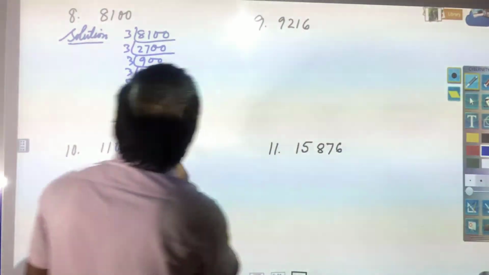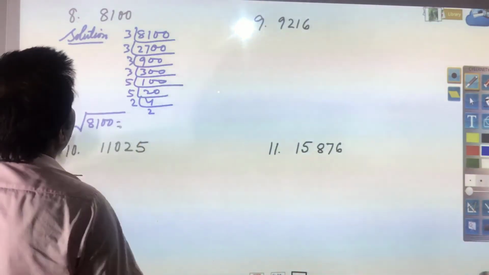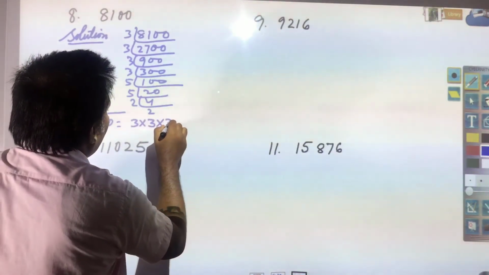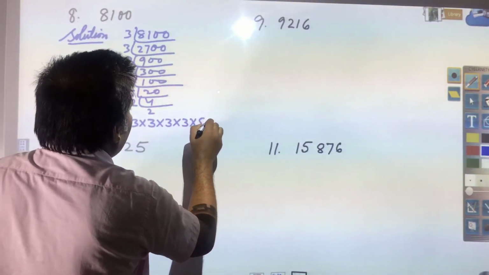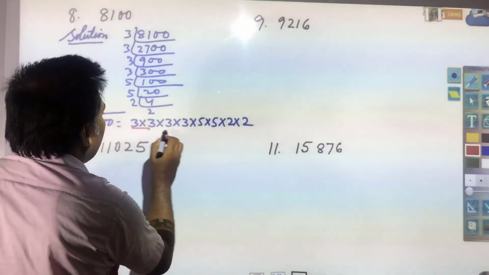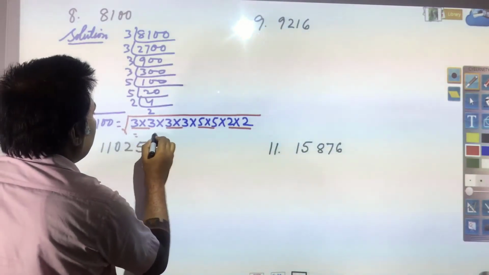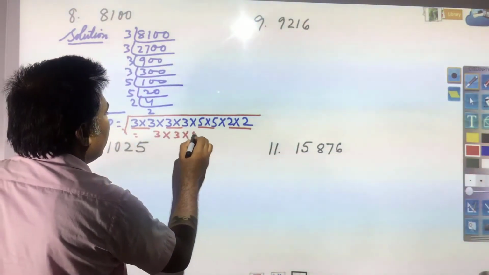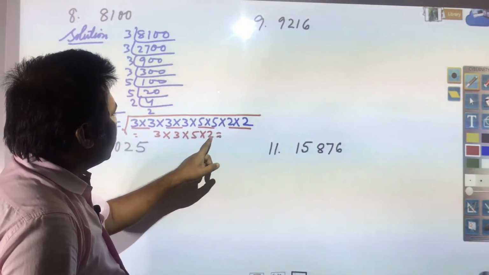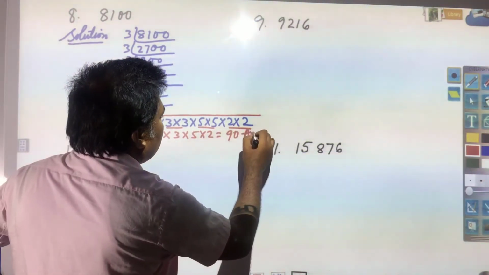So you can write the square root of 8100 is equal to 81, how many times you have? 1 2 3 4 times 3, you have 3 into 3 into 3 into 3, 5 into 5, 2 into 2. Pairs you have, so the square root of this will be 3 into 3 into 5 into 2. 3 threes are 9, 9 twos are 18, 18 fives are 90, and this will be your answer.